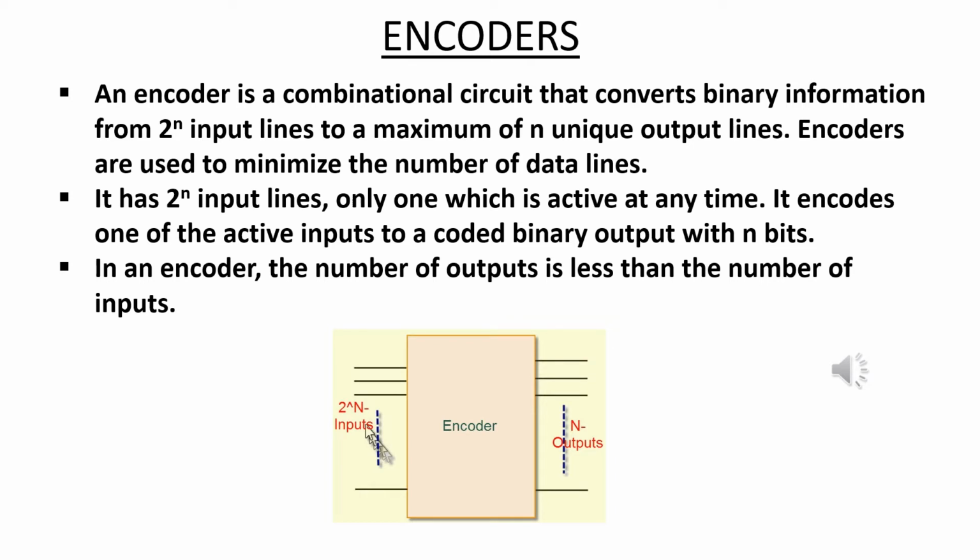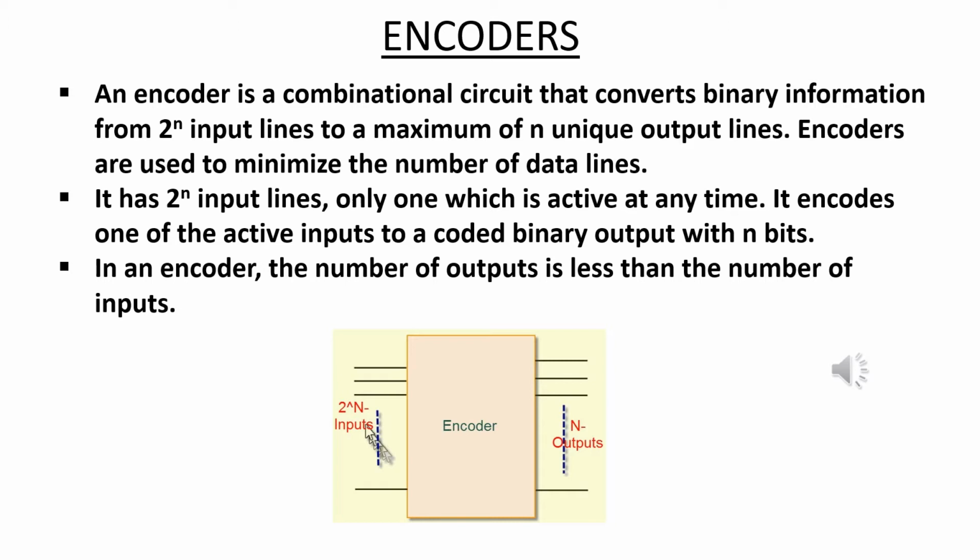So I already told you it has 2 power n input lines. Out of these input lines, only one input will be active at any time. The encoder is used to activate that input to a coded binary output with n bits. So in an encoder, the number of outputs is less than the number of inputs.